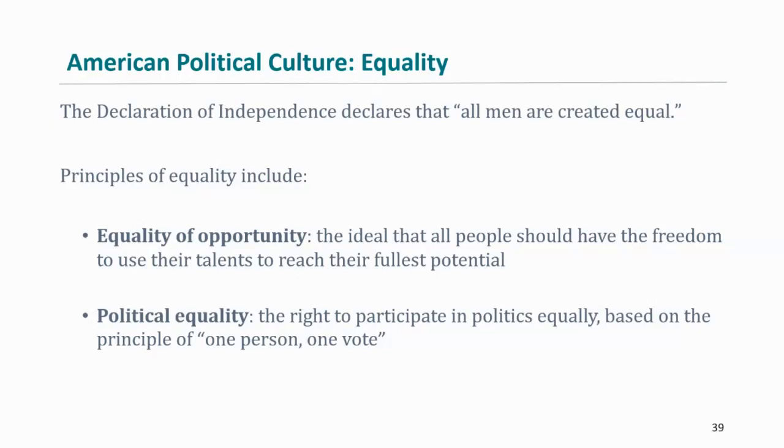And then there's also political equality, the right to participate in politics equally based on the principle of one person, one vote, right? This is the idea that everyone's vote should count equally, right? One person, one vote means that everybody gets one vote, and it doesn't matter what your socioeconomic status is, right? It doesn't matter what your gender is. It doesn't matter whether you're rich or poor. None of that matters, right? Everyone's vote counts the same. It's one person, one vote, and then ultimately elections are going to be determined by which candidate gets more votes than the other people, right? So that's what political equality is, right?